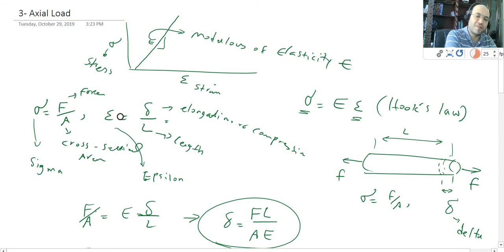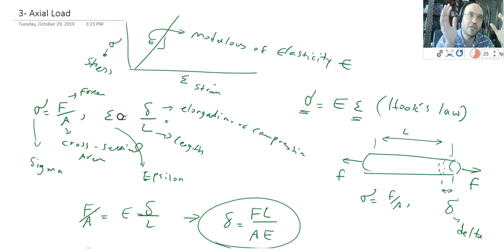Okay, welcome to the second lecture on mechanics of materials. The second lecture focuses on the elongation through axial loads. So when you apply forces to something, the length of it becomes more.